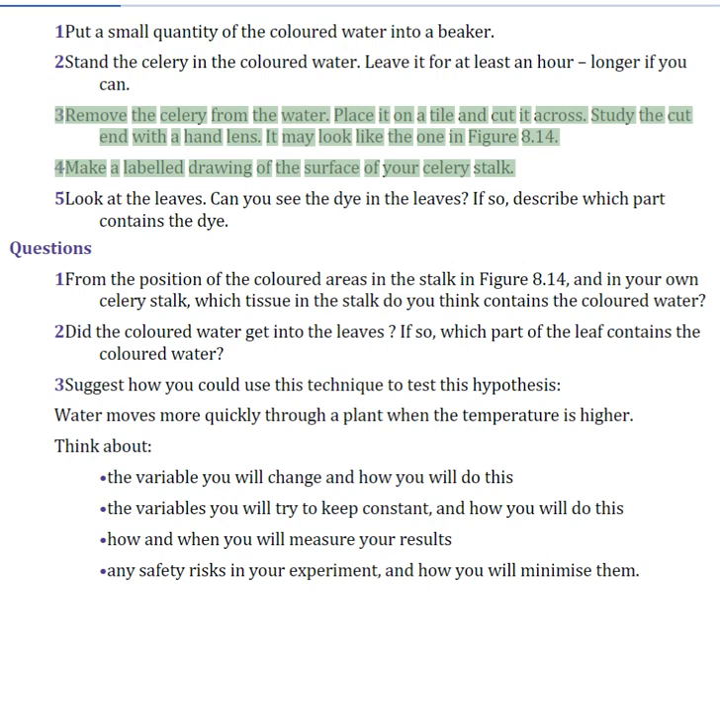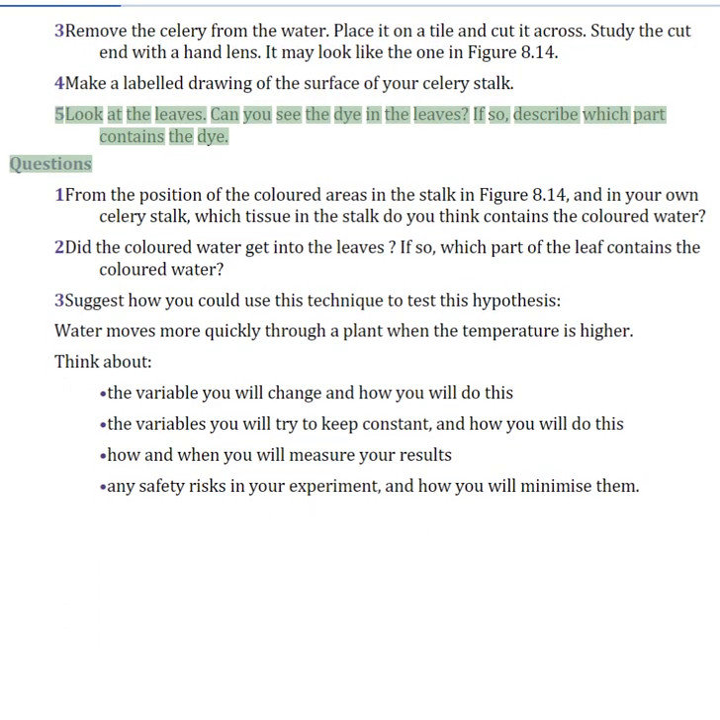4. Make a labeled drawing of the surface of your celery stalk. 5. Look at the leaves. Can you see the dye in the leaves? If so, describe which part contains the dye.